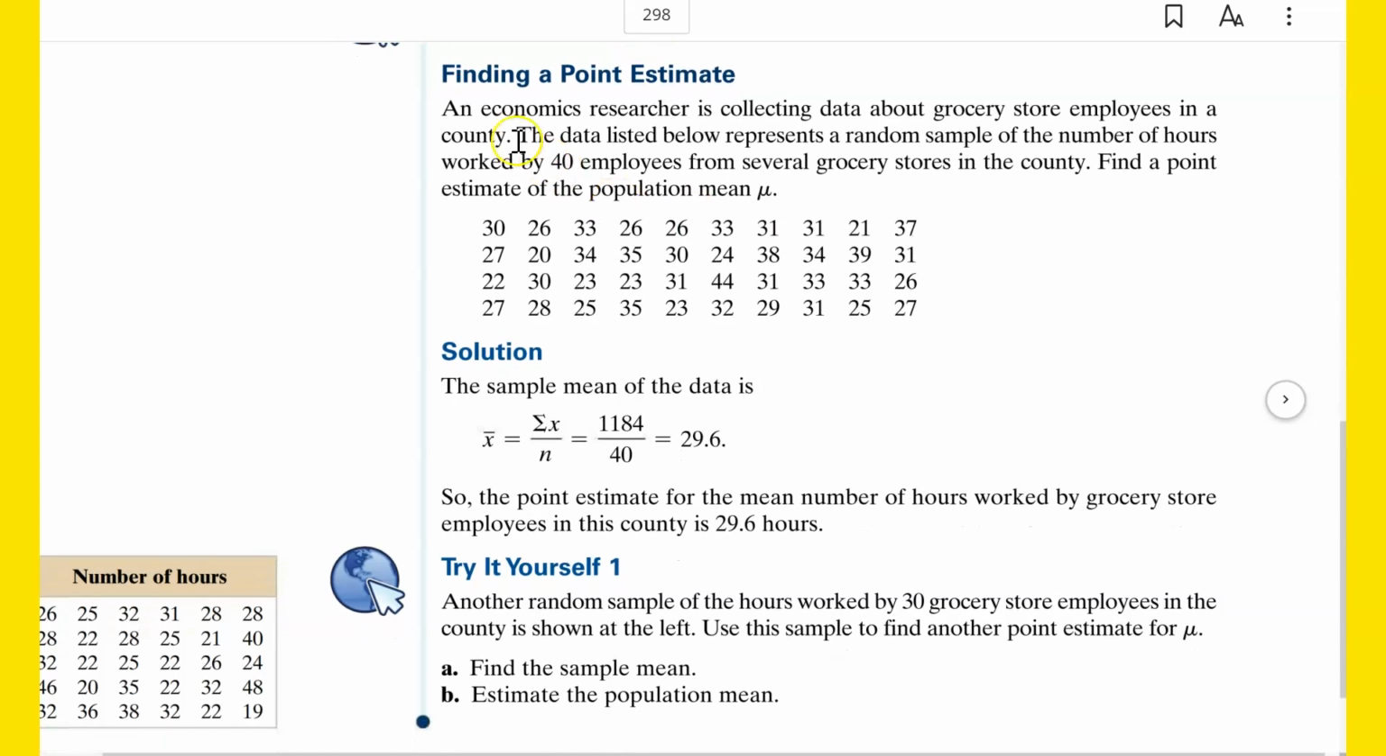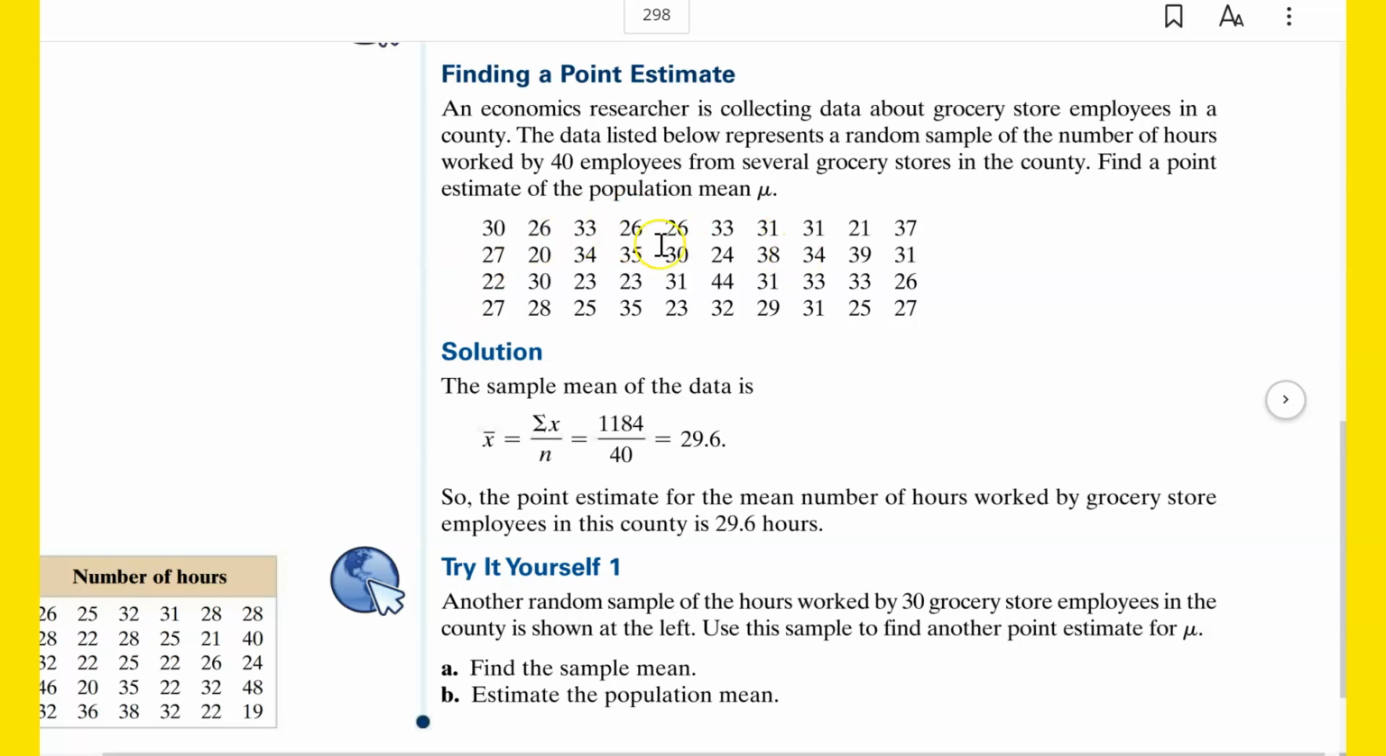Example 1. An economics researcher is collecting data about grocery store employees in a county. The data listed below represents a random sample of the number of hours worked by 40 employees from several grocery stores in the county. Find a point estimate of the population mean mu. All we're going to do is find the mean of all this.